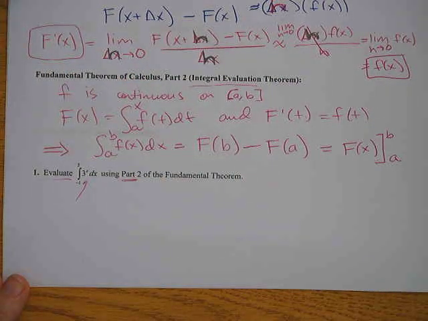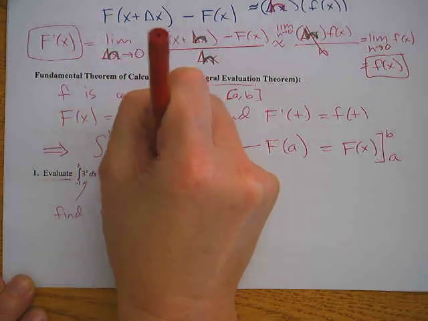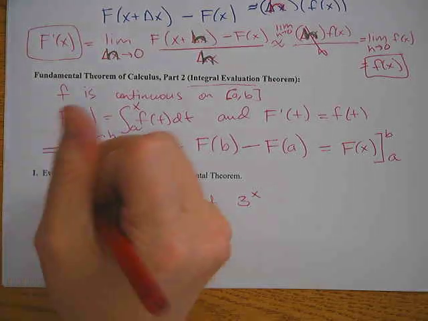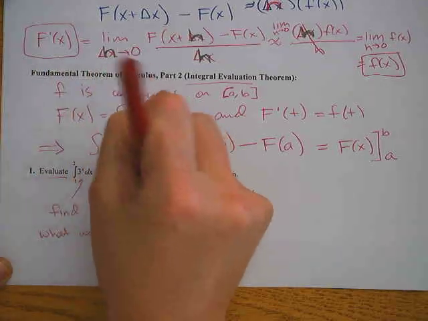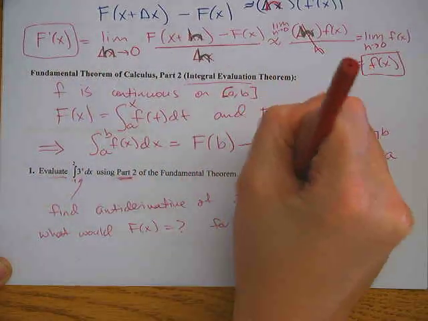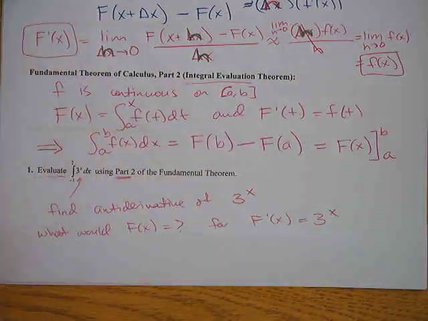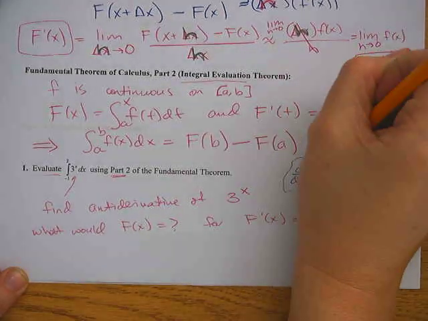It's the easier one to use to solve example 1, and then we'll back up and use part 1. Okay, so in example 1, we're being asked to evaluate this definite integral using part 2 of the fundamental theorem, which means we're not going to use area formulas, we're going to use antiderivatives. So I basically need to find the antiderivative of 3 to the x. So I need to figure out what function big F would have to equal for its derivative to equal 3 to the x.